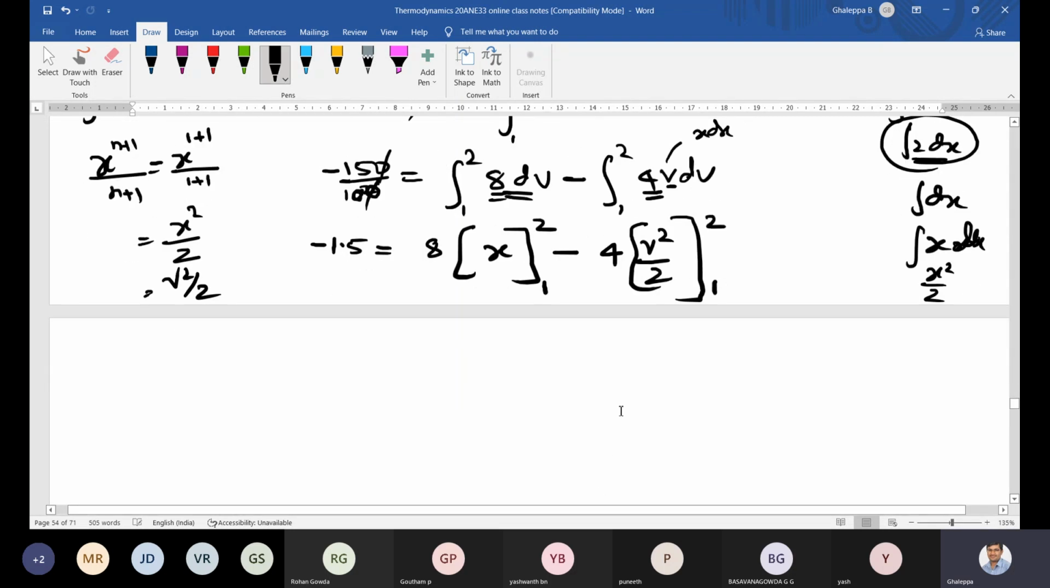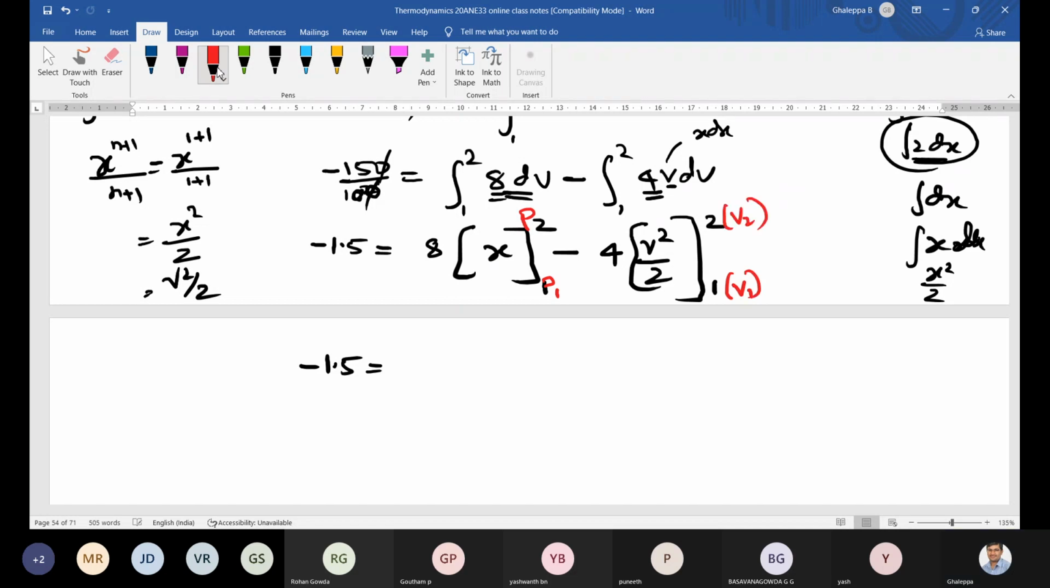Okay, now substitute the limits, minus 1.5. And dear students, what limits will you take here? Whether P1 to P2 or V1 to V2? Which limits will you take? Shall I take P1 to P2, right, like this? Or is writing V1 to V2 right? V1 to V2. Why is V1 to V2 right? Why not P1 to P2?